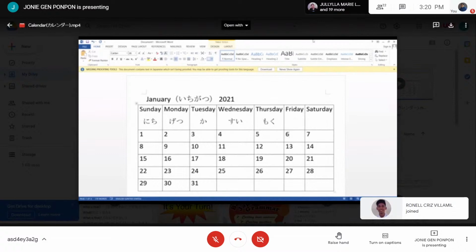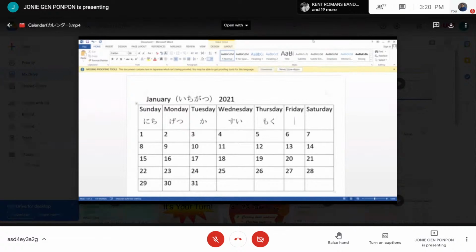Next, for Friday, the word before yobi is kin. So kin plus yobi is kinyobi, meaning Friday. And then the last day of the week, Saturday. The word before yobi is do. So do plus yobi is doyobi, meaning Saturday. That's how you will memorize the days of the week.